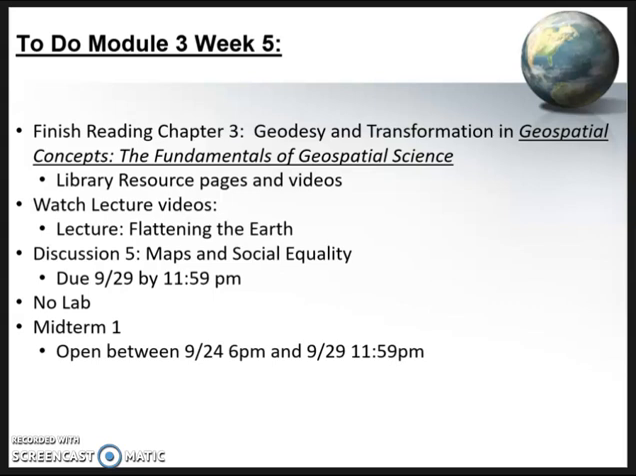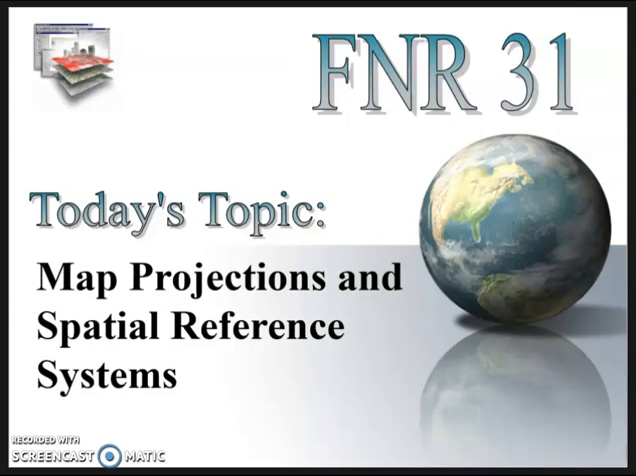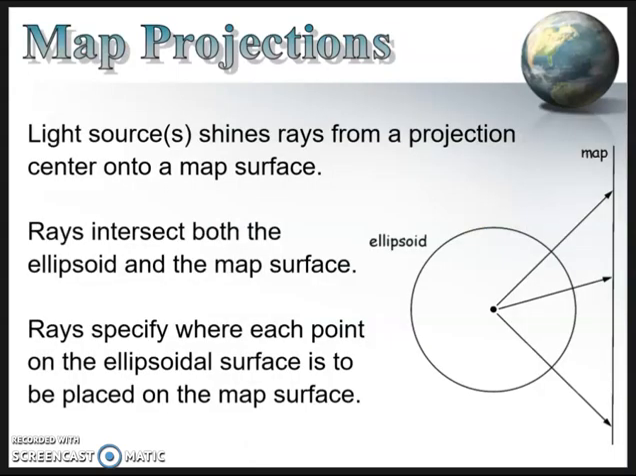Alrighty, so let's go ahead and get into the lecture. We'll be talking about map projections and spatial reference systems. The Earth is an ellipsoid. To view spatial data on paper and computer screens, we need to project the data onto a 2-dimensional surface. This is called projecting. Basically, when a light source shines rays from a projection center onto a map surface, you're taking a spherical shape and trying to flatten it out. Rays intersect both the ellipsoid and the map surface, and the rays specify where each point on the ellipsoidal surface is to be placed on the map surface.